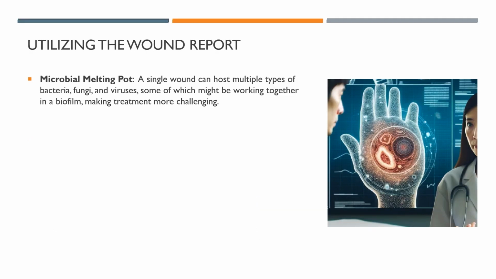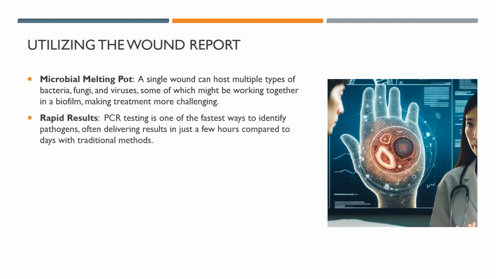Utilizing the wound report. The microbial melting pot. A single wound can host multiple types of bacteria, fungi, and viruses, some of which may be working together in a biofilm, making treatment more challenging. This makes rapid PCR testing one of the fastest ways to identify pathogens, often delivering results in just a few hours compared to days with traditional methods.